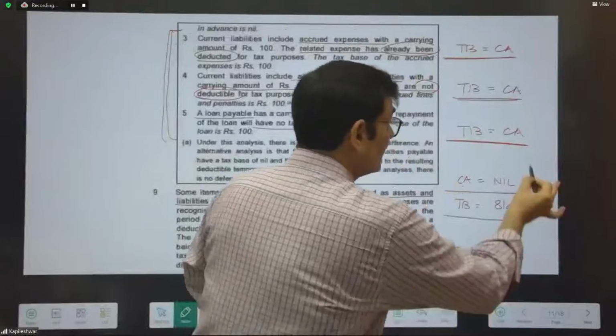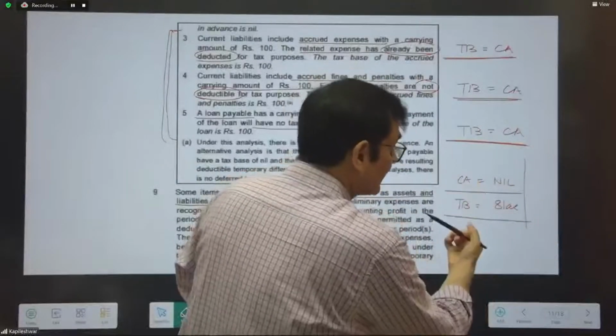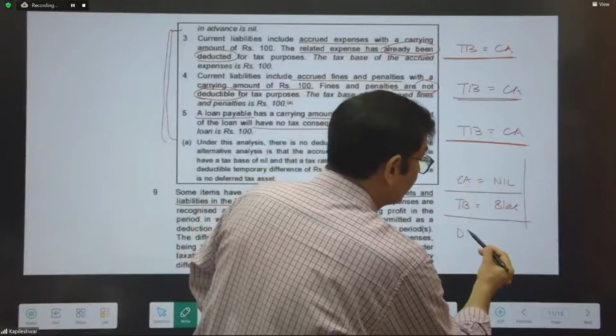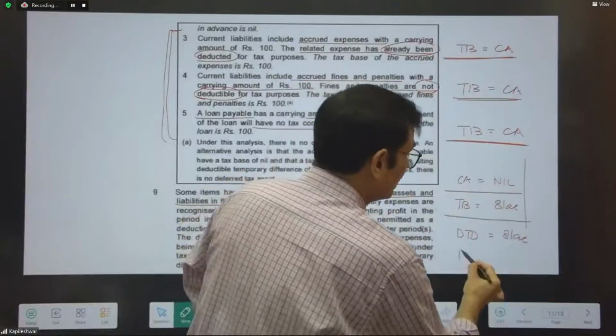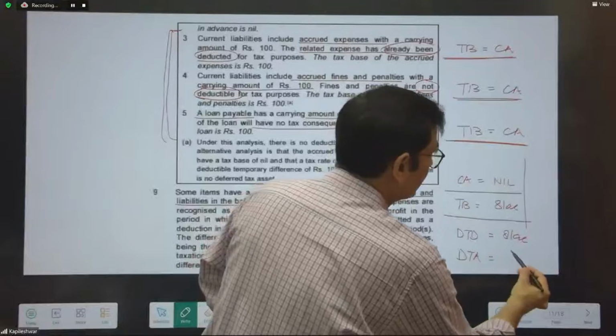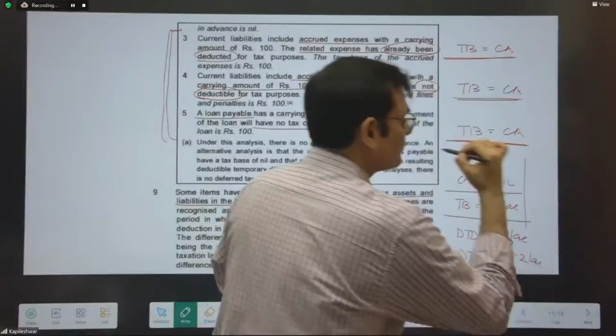So in this case, the carrying amount is less than the tax base. This will become a deductible temporary difference of 8 lakh. And this is going to create a DTA. Let's say the tax is 40%, it becomes 3.2.